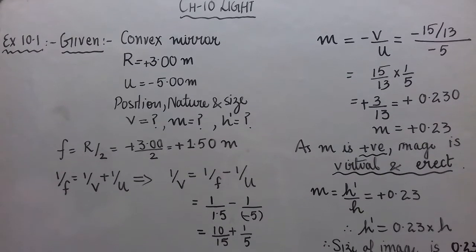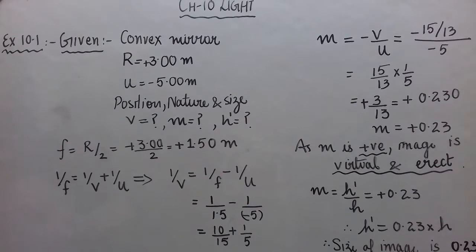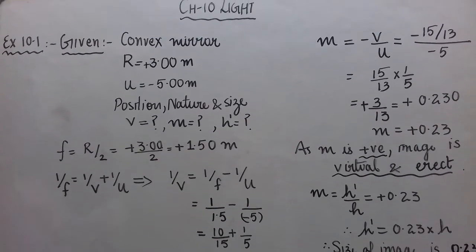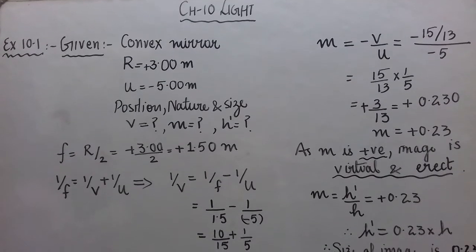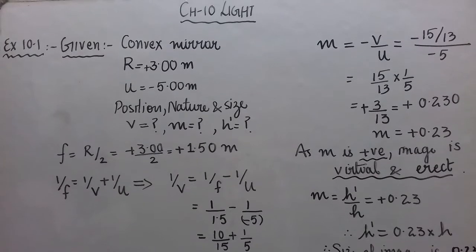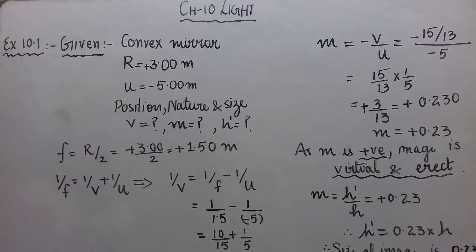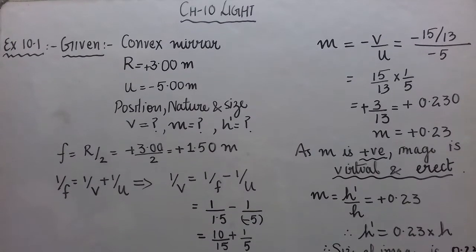A convex mirror used for rear view on an automobile has a radius of curvature of 3.00 meters. If a bus is located at 5.00 meters from this mirror, find the position, nature and size of the image.